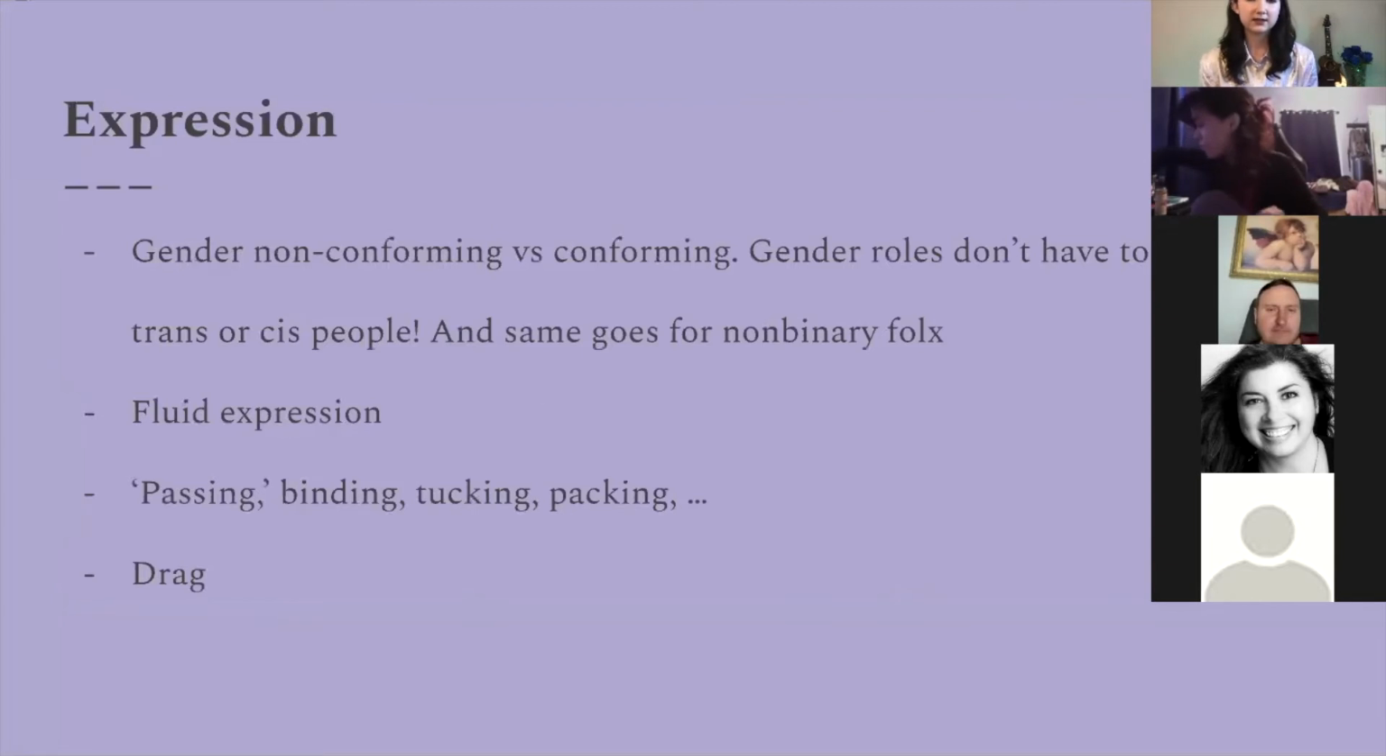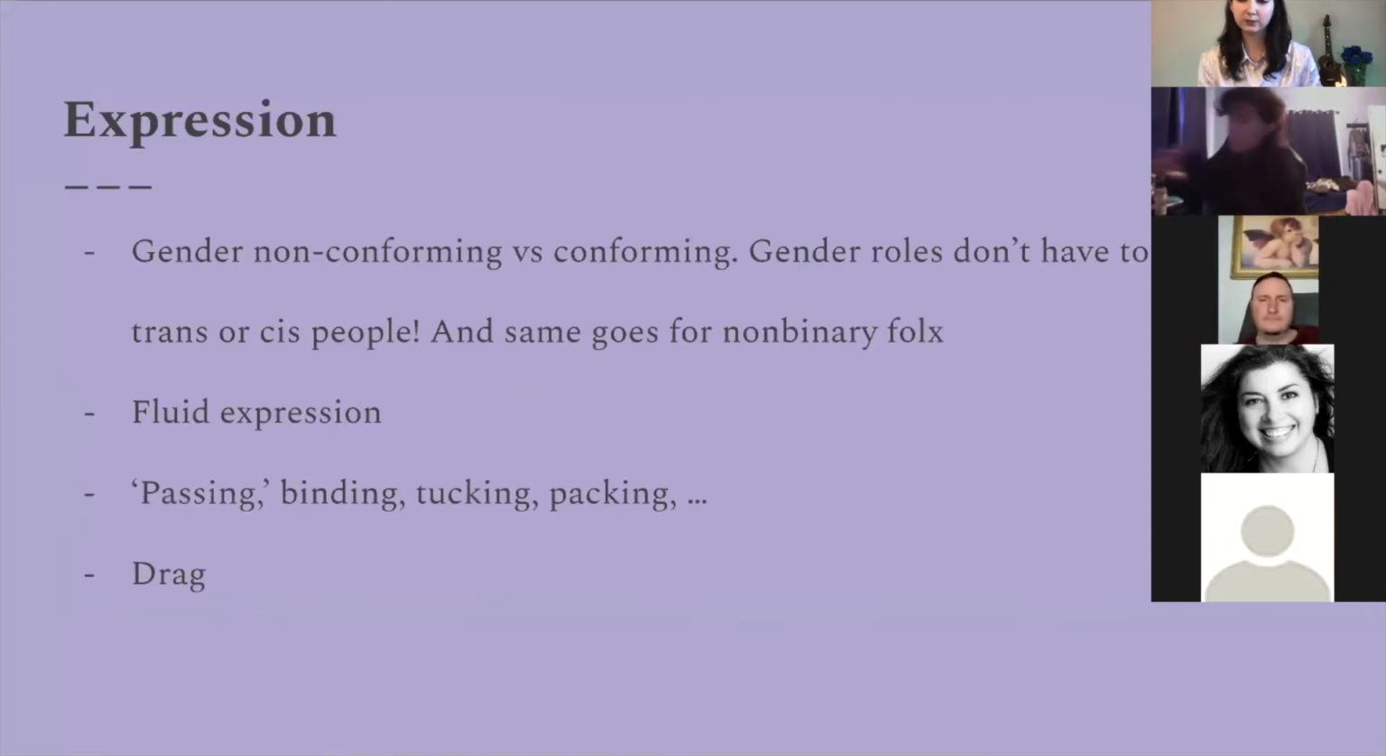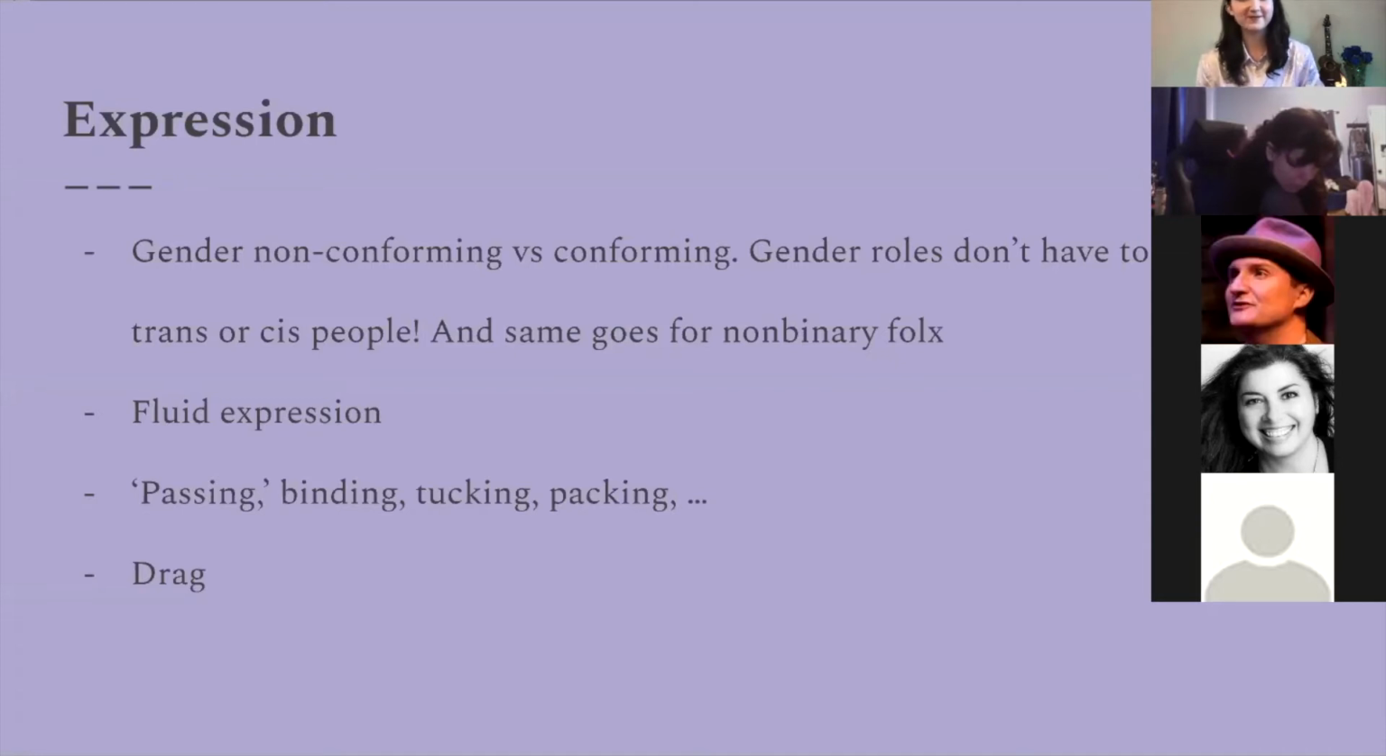All right, next topic, gender expression. So I already kind of talked about this a little bit, about the gender non-conforming versus conforming to the gender roles. Can be trans or cis people that do or don't conform. And the same goes for non-binary people. We don't have to be androgynous to be non-binary. The identity can differ from the expression.